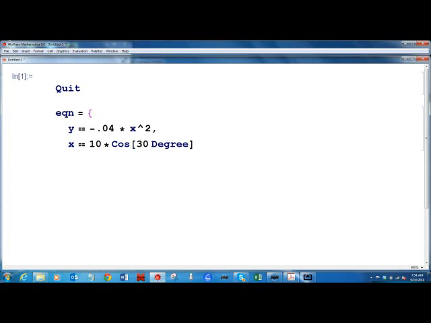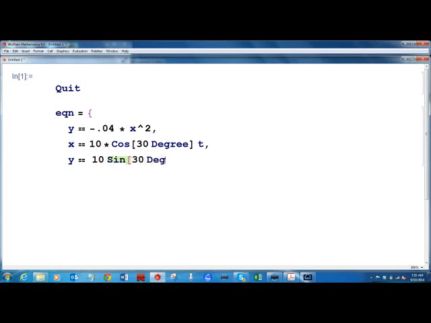Let's see, time T. Notice I didn't use a star between 10 and T. You don't have to. You just have to put a space in there, and then it'll know what you mean. And the last one is y equals 10 sine. Oops, sine, not cosine.